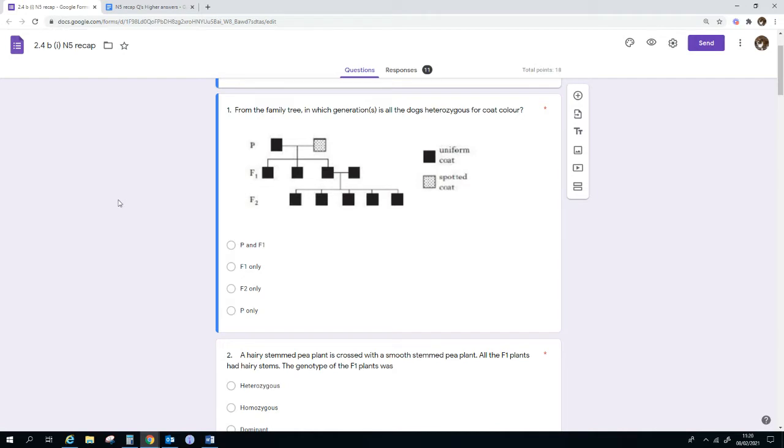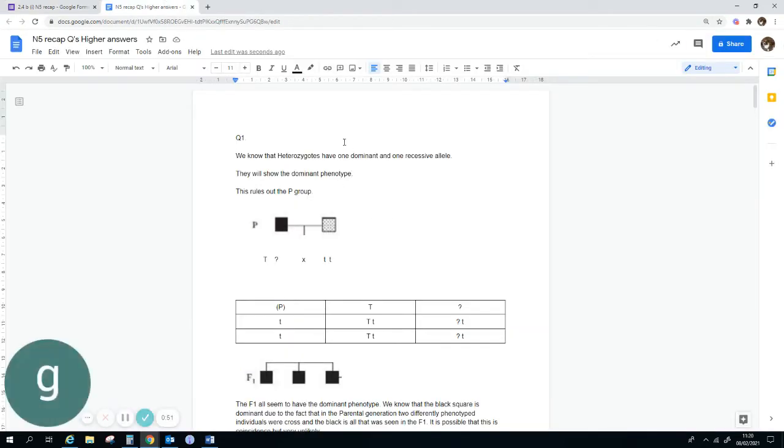So we're going to go through question one, pause if you haven't done it already. Okay, so from the family tree, in which generations are all dogs heterozygous for coat colour? So the way we do this, I've written these out. We know that heterozygotes have a dominant and a recessive allele. We know we're not looking at sex-linked at the moment. So a heterozygote will show the dominant phenotype.